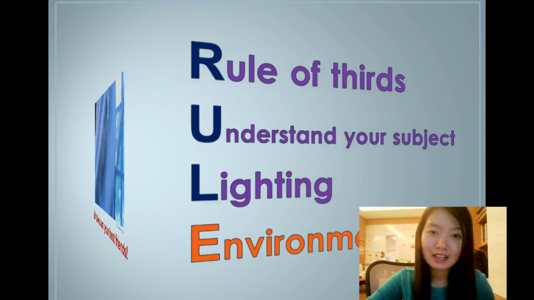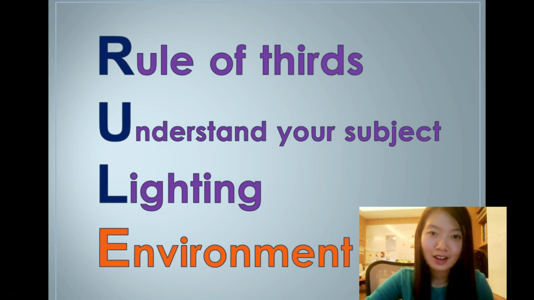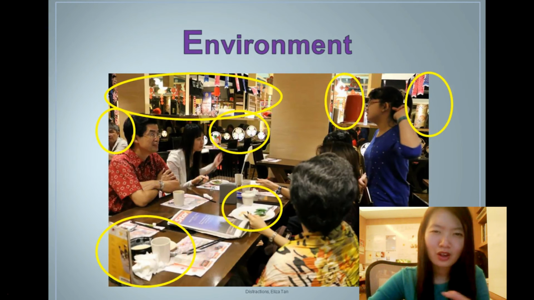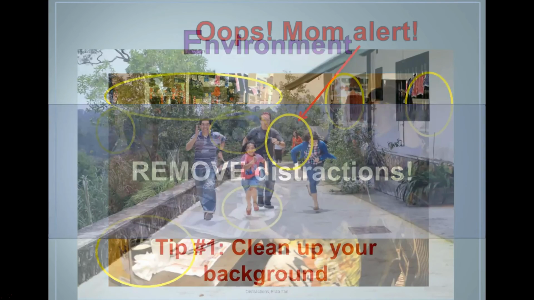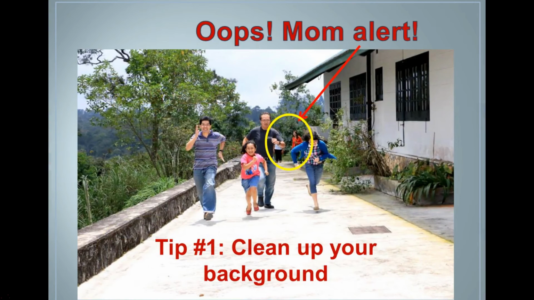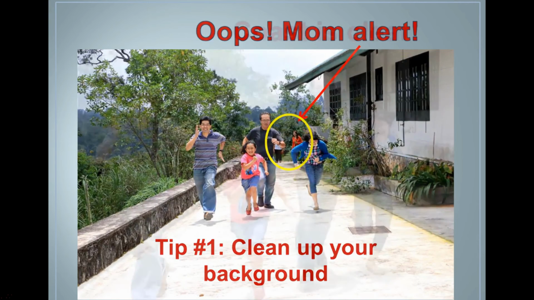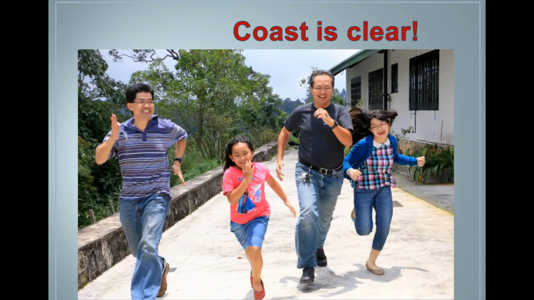Finally, E stands for environment. All too often we take photos with all sorts of distractions that ruin the story or message we mean to tell. Remove distractions. Tip 1. Clean up your background. Don't be afraid to ask people respectfully to move a little when you're taking a photo. A little cold-hearted elimination is necessary to achieve excellence.